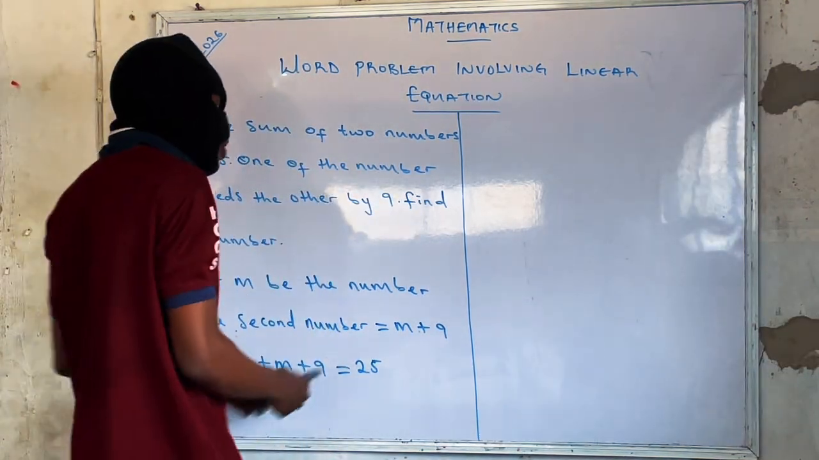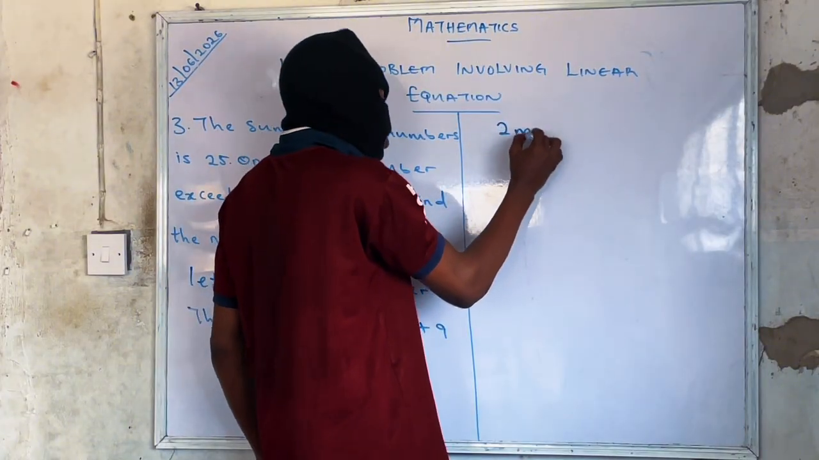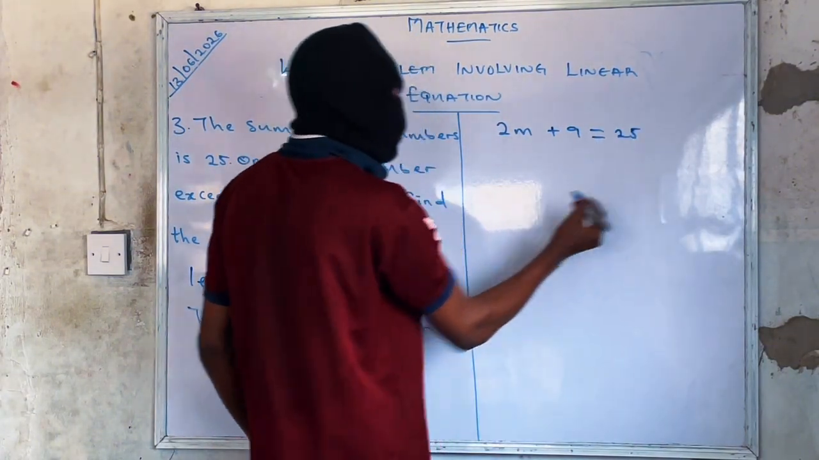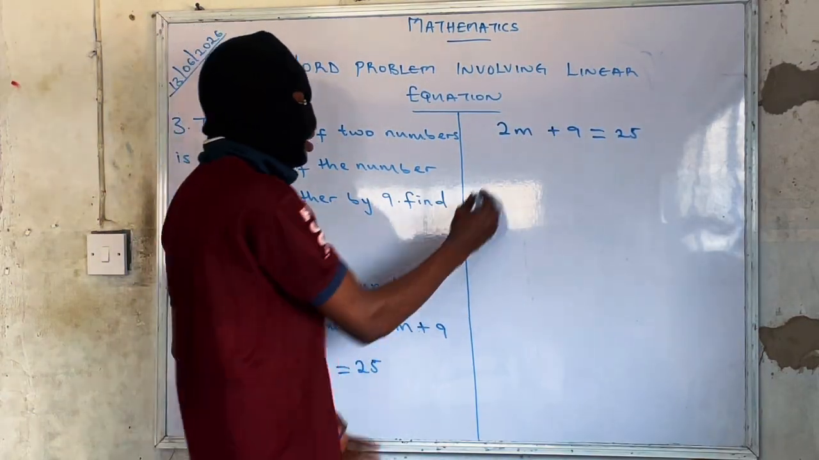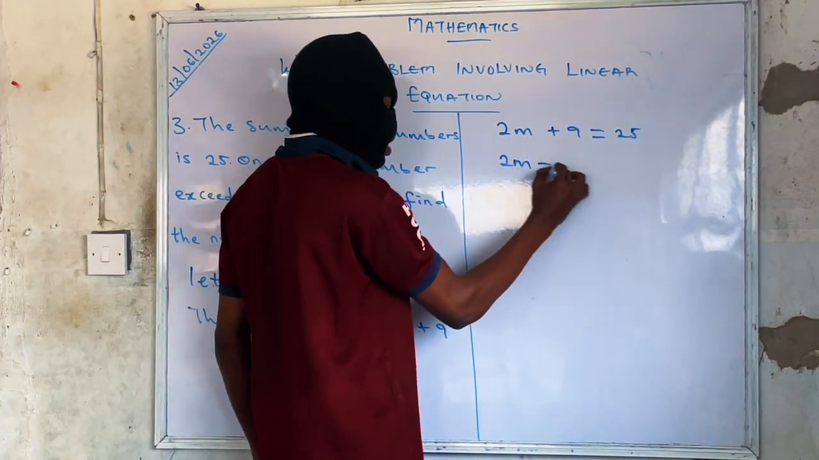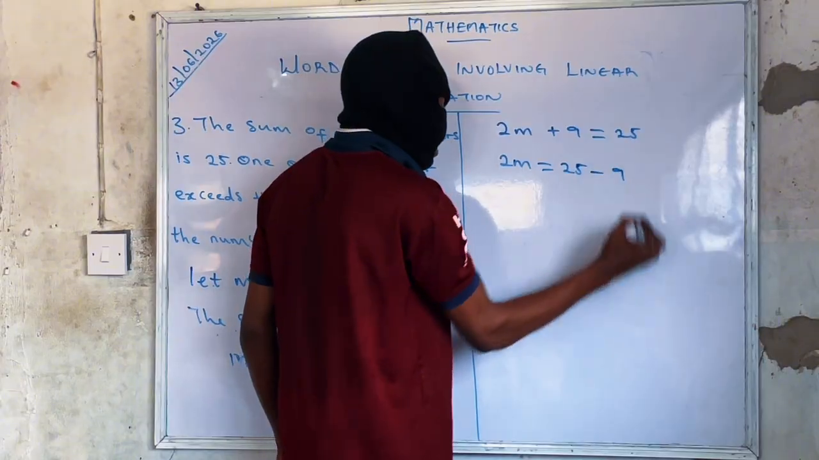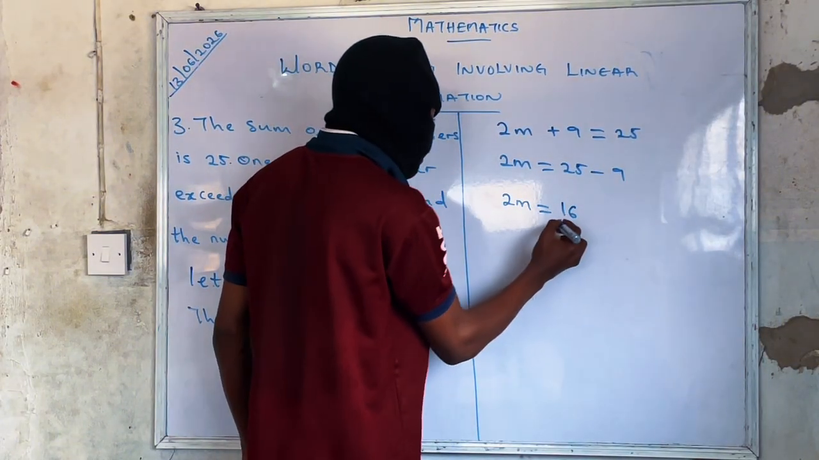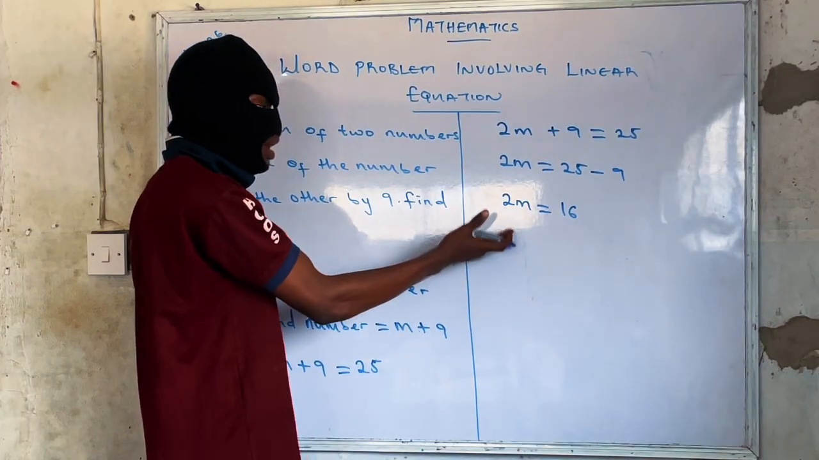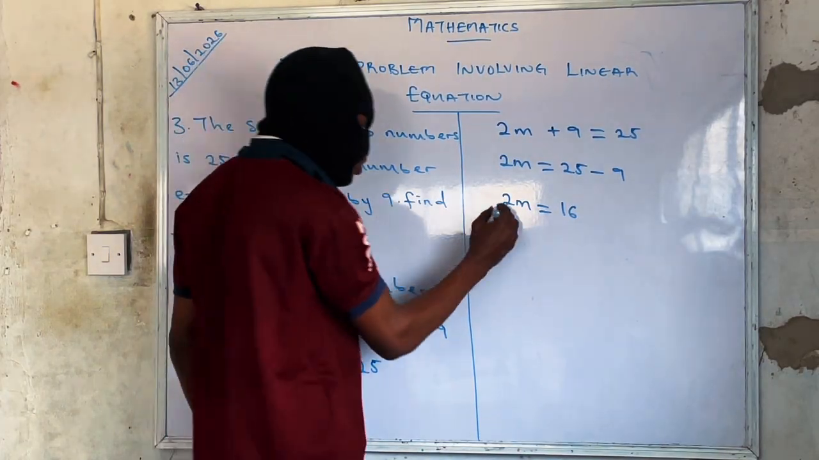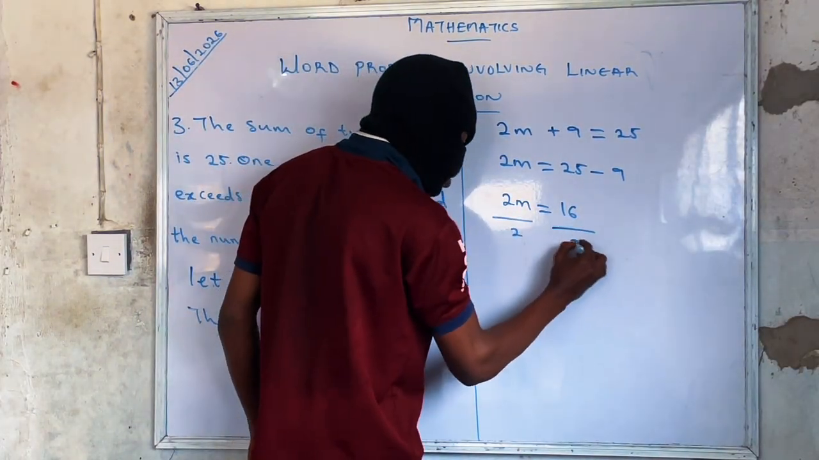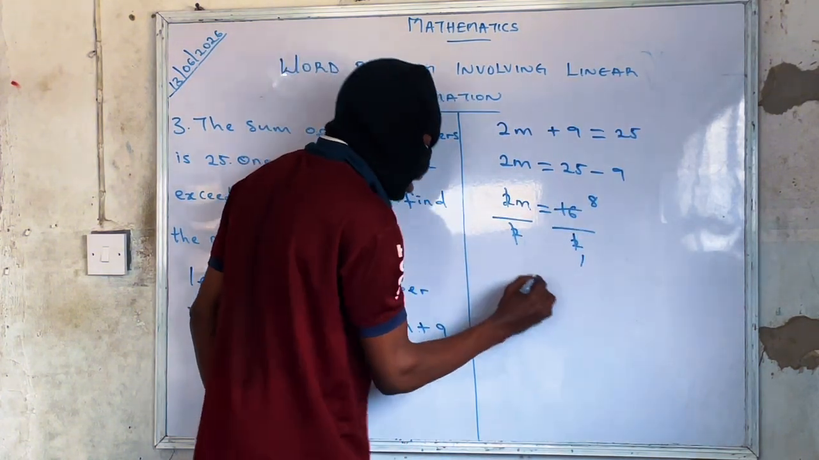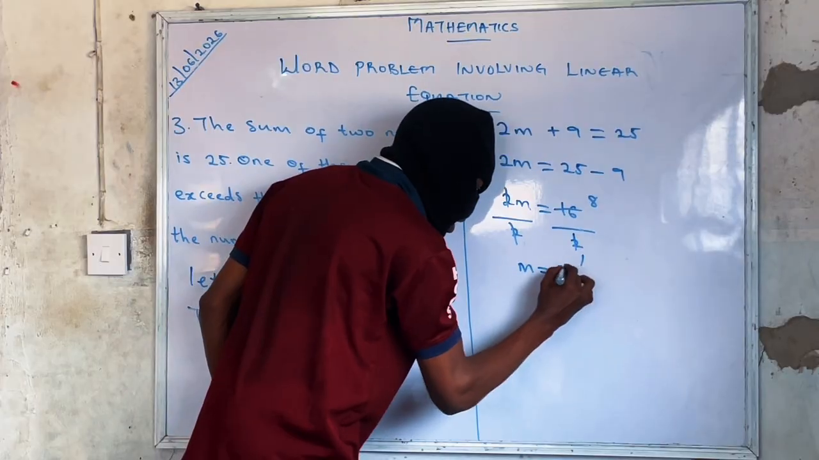M plus M will give us 2M. Then we have 2M plus 9 equals 25. We are going to collect like terms. So we have 2M equals 25 minus 9. Now 25 minus 9 will give us 16. From here we are dividing both sides by the coefficient of M. And you know that the coefficient of M is 2. So we have over 2 over 2. These 2s eliminate each other. 2 into 16 will give us 8. Now M is equal to 8.